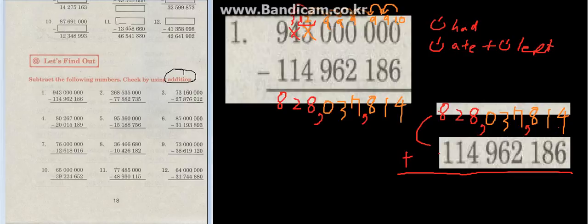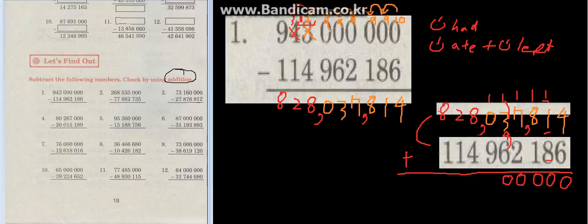So let's do it. 4 plus 6 is 10, so place 1 over here. And 1 plus 1 plus 8 is 10, so we put 1 over here. 1 plus 8 plus 1 is another 10, so place 1 over here. 1 plus 7 plus 2 becomes 10, so we place 1 over here. Now 1 plus 3 is 4, 4 plus 6 is 10, so we place 0 and 1 over here.